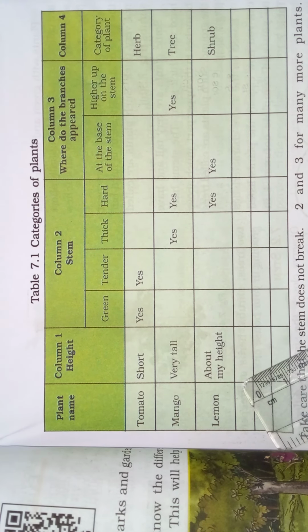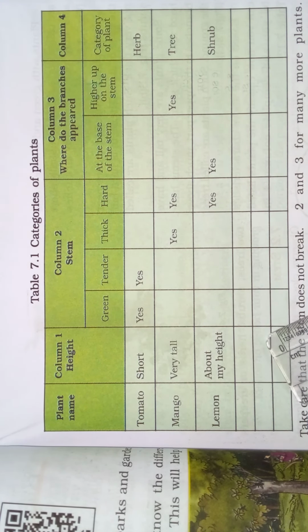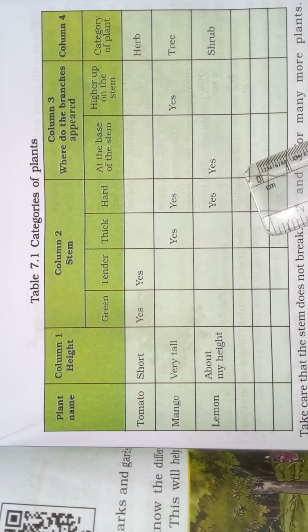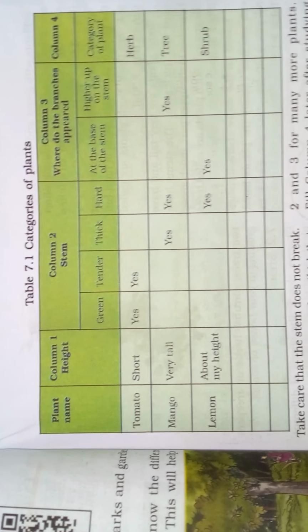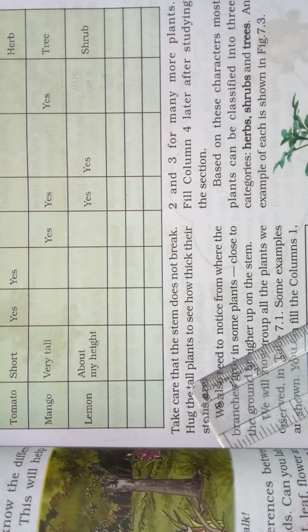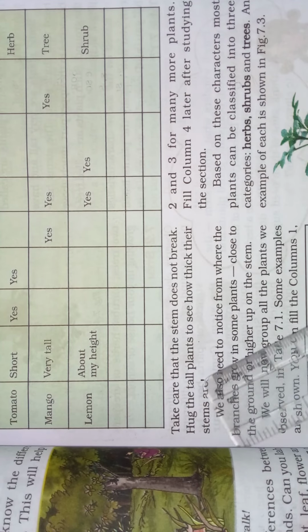If you take a coconut plant, it is very tall and has a very thick and hard stem. That is why we call it a tree. For example, take tulsi. Tulsi is very short, and it has a green and tender stem. That is why we call it an herb. So, take care that the stem does not break.